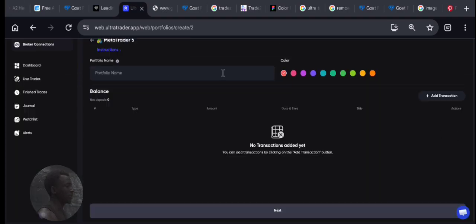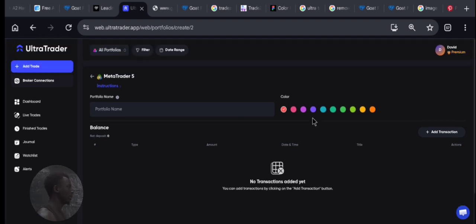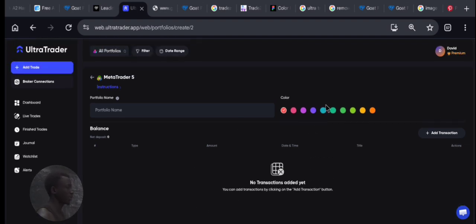So after giving your portfolio any name, you just click next, and then after next, you just have to input your broker's login and password and your investor's password, and that's all you need to automatically sync your trades to the journal. That is preferable for all traders. Instead of adding your trades manually, you just do it automatically. Once you put in your MT5 login and password, it automatically syncs your trades in the journal. So that's basically it for your broker connection.